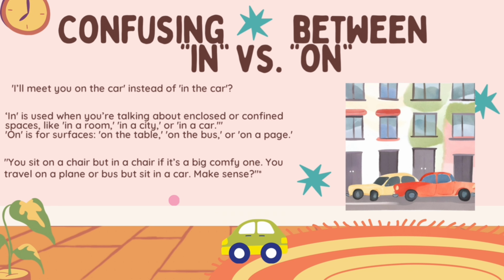In is used when you're talking about enclosed or confined spaces, like in a room, in a city, or in a car. On is for surfaces, on the table, on the bus, or on a page. Extra examples. You sit on a chair, but in a chair if it's a big comfy one. You travel on a plane or bus, but sit in a car. Make sense?